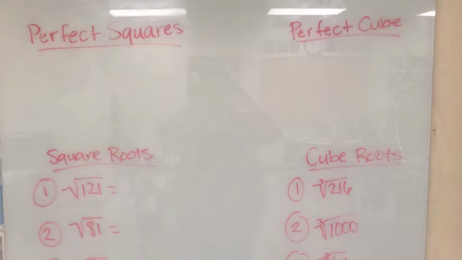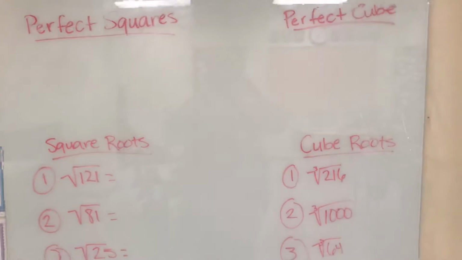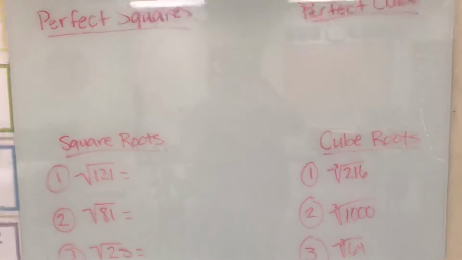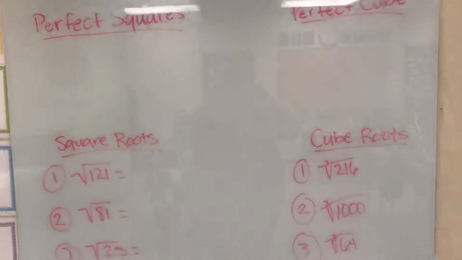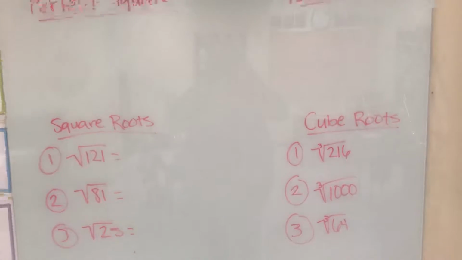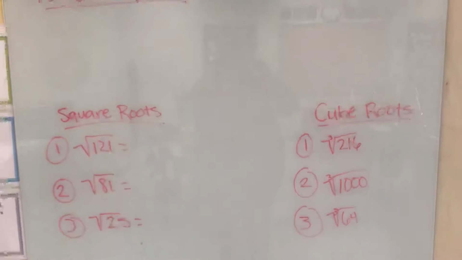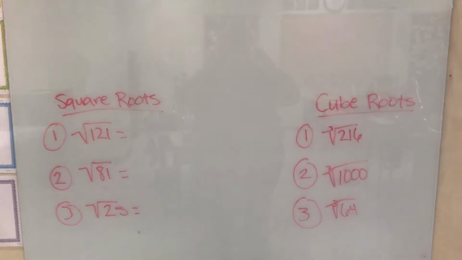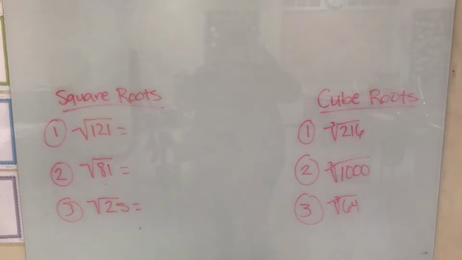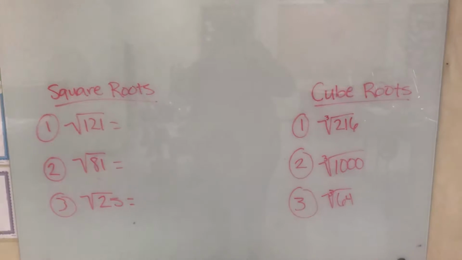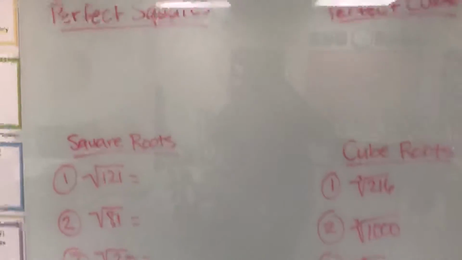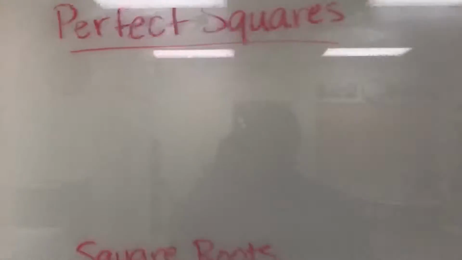Okay, this week we're going over perfect squares and square roots, as well as perfect cubes and cube roots. I put both up so that you guys can recognize the differences. Notice that square roots don't have a 2 or anything for the square root, but a cube root is going to have a little 3 right by the radical. So we're going to go over perfect squares.